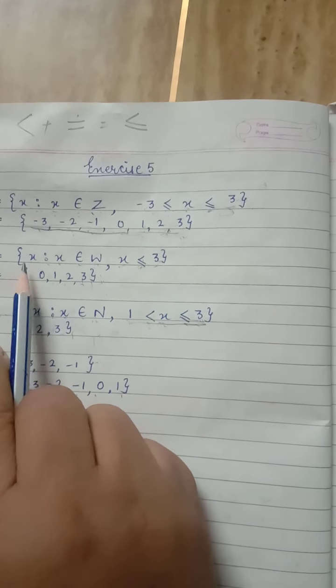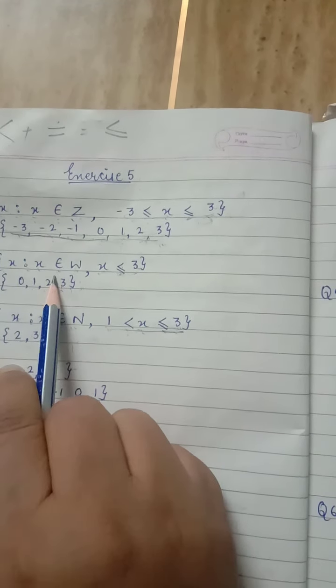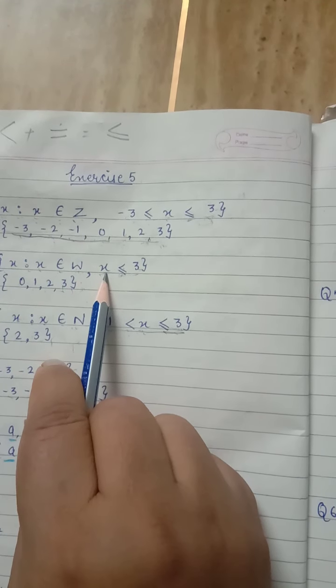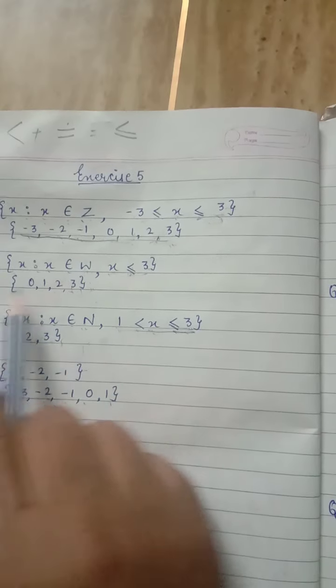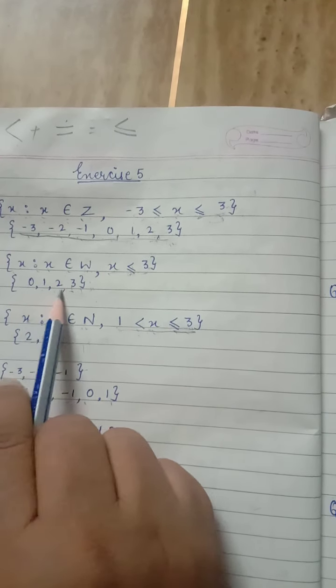Then set A, {x such that x belongs to W}. "Such that" is read as such that. That is, whole numbers, and x is less than or equal to 3. So for set A, we have to write all the whole numbers less than or equal to 3, which is 0, 1, 2 and 3.